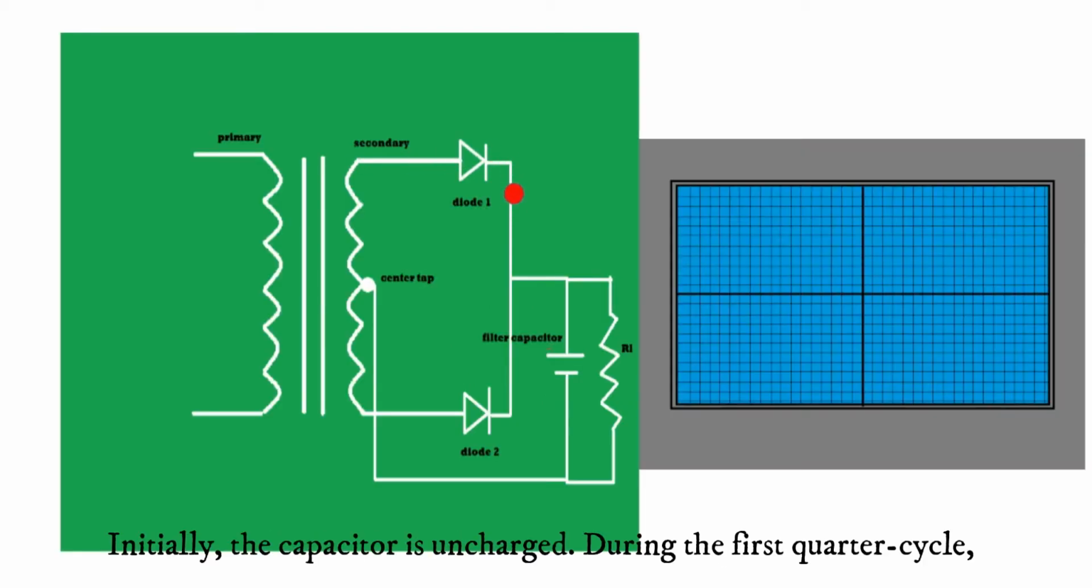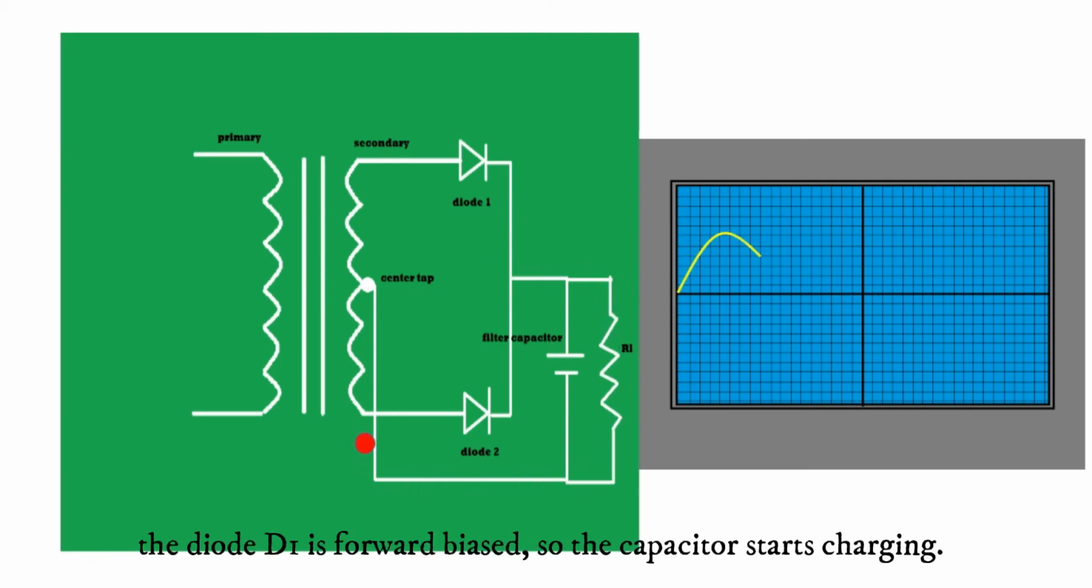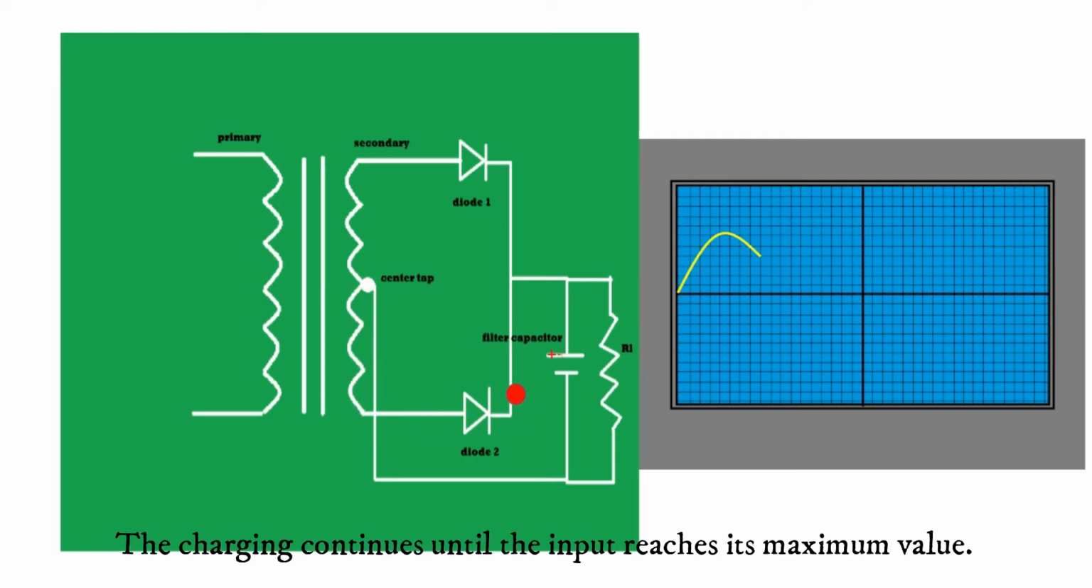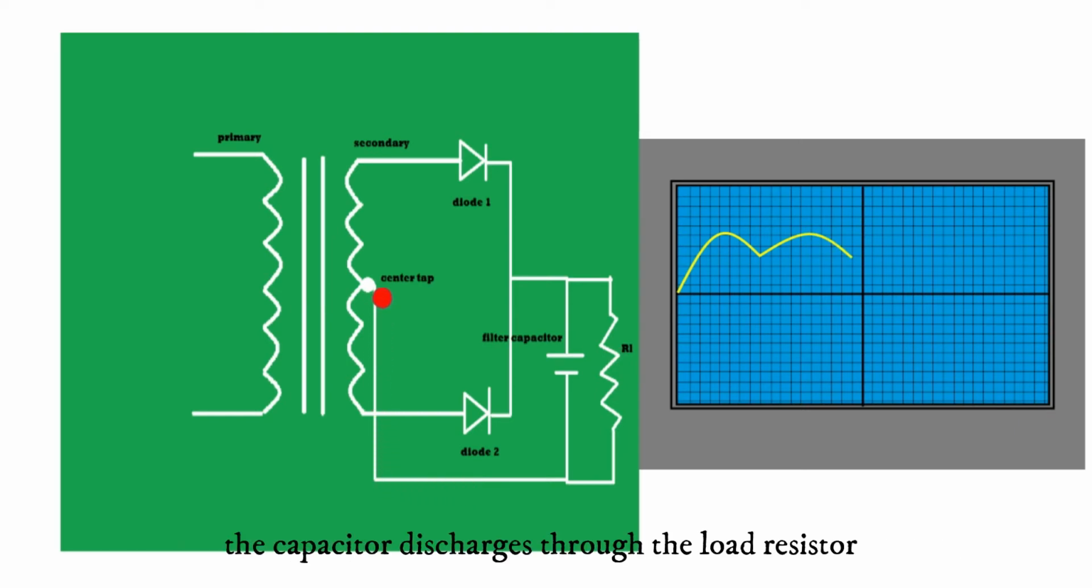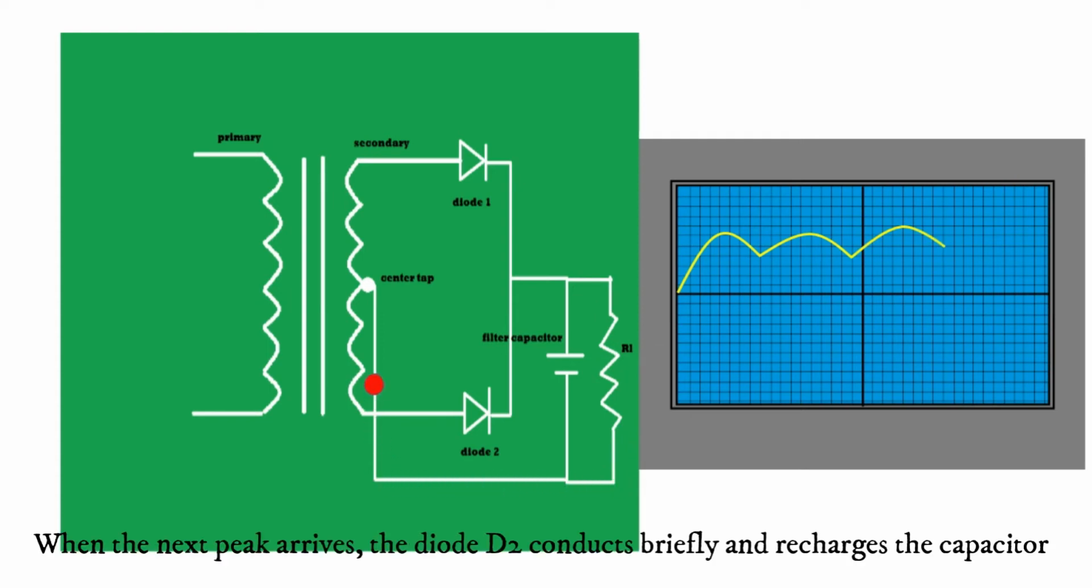Initially, the capacitor is uncharged during the first quarter cycle. The diode D1 is forward biased, so the capacitor starts charging. Charging continues until the input reaches its maximum value. The capacitor discharges through the load resistor until the next peak arrives. When the next peak arrives, the diode D2 conducts briefly and recharges the capacitor.